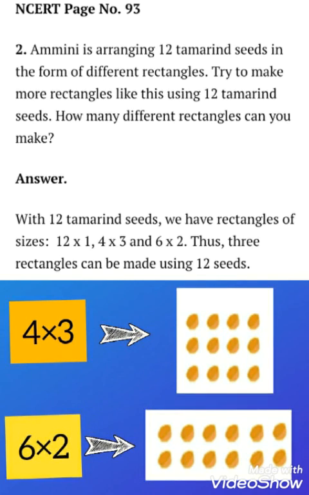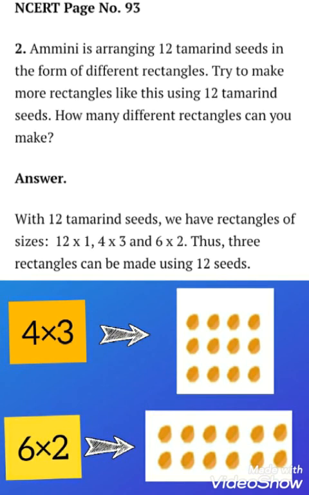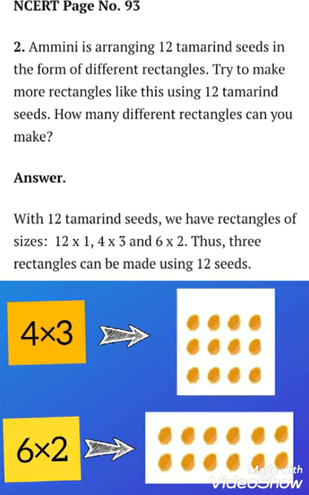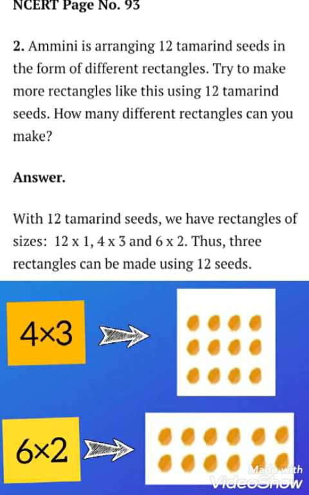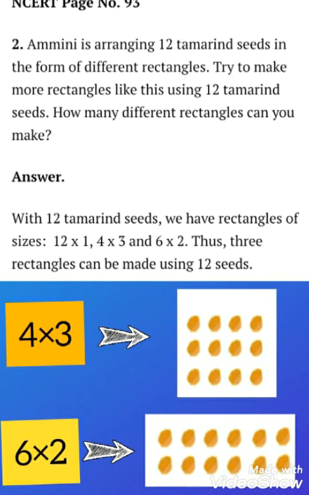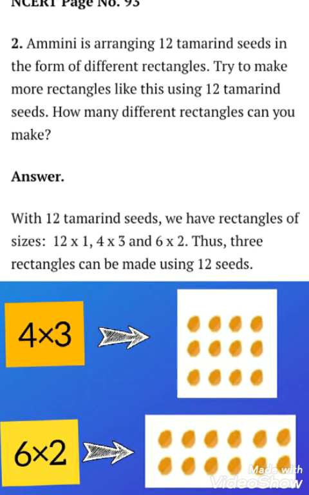This we have already done in the previous video, but we are just revising it again because we are talking about factors. Let's start with this question. Amini is arranging 12 tamarind seeds in the form of different rectangles. Try to make more rectangles like this using 12 tamarind seeds. How many different rectangles can you make? Answer. With 12 tamarind seeds, we have rectangles of sizes 12 into 1, 4 into 3 and 6 into 2. Thus, 3 rectangles can be made using 12 seeds.